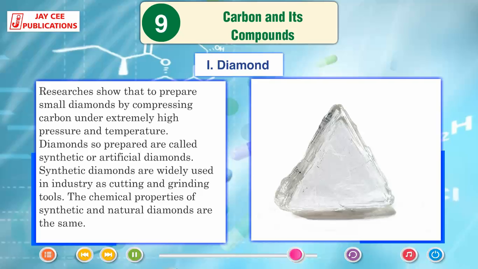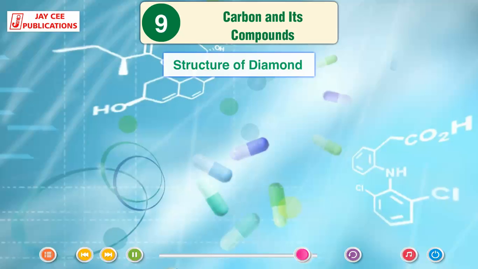Researchers show that small diamonds can be prepared by compressing carbon under extremely high pressure and temperature. Diamonds so prepared are called synthetic or artificial diamonds. Synthetic diamonds are widely used in industry as cutting and grinding tools. The chemical properties of synthetic and natural diamonds are the same.